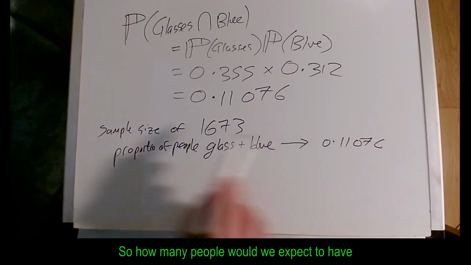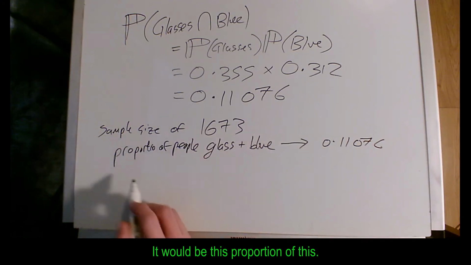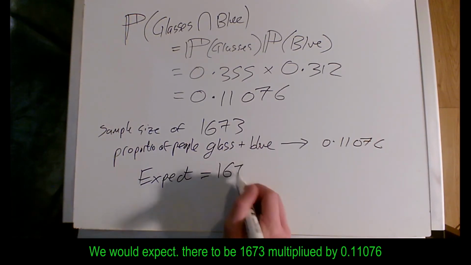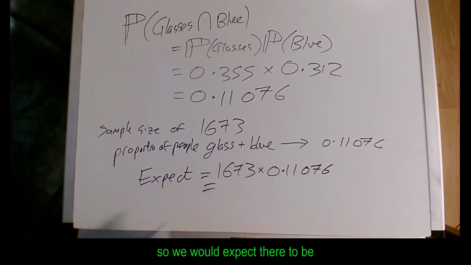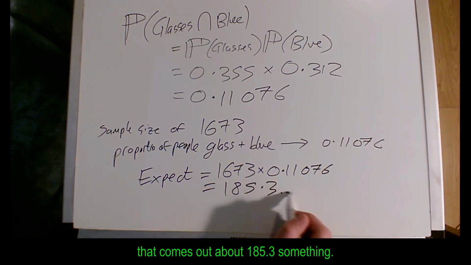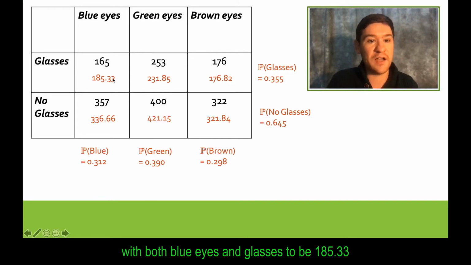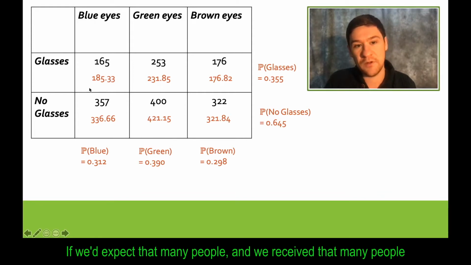So how many people would we expect to have glasses and blue eyes? It would be this proportion of this. We would expect there to be 1673 multiplied by 0.11076. That comes out about 185.33. So we would expect the number of people with both blue eyes and glasses to be 185.33. And I've just done that with every possible cell.